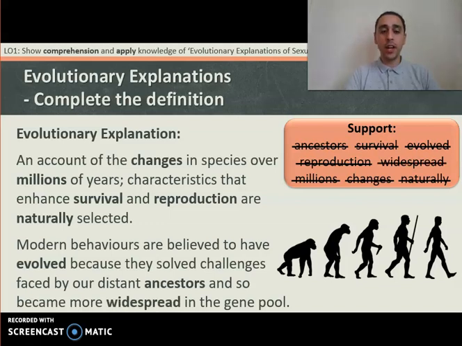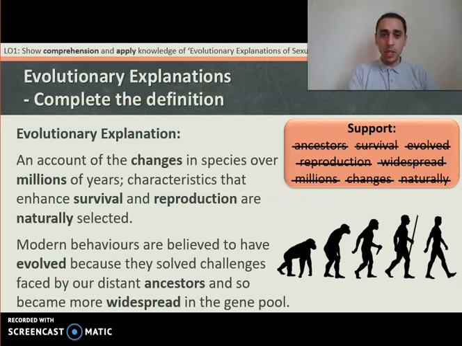So here's the evolutionary explanation. An account of the changes in species over millions of years, right? It's not a small thing. It's not like Pokemon that evolve at level 19. It happens over millions of years, right? There's a tiny little change in one, and then next time there's another tiny little change, and changes over millions of years make big changes.